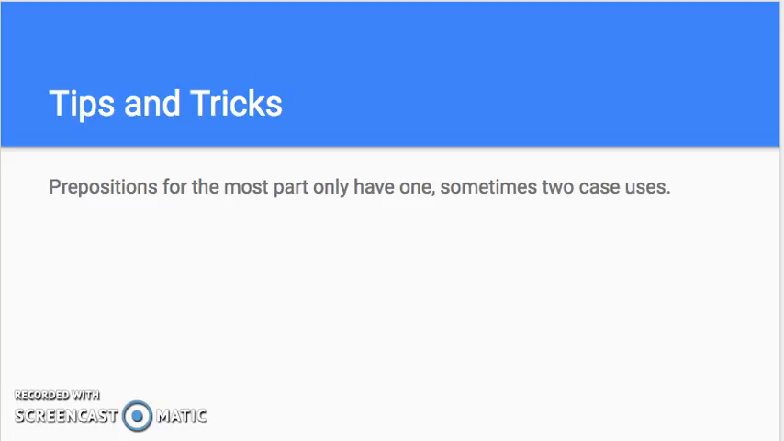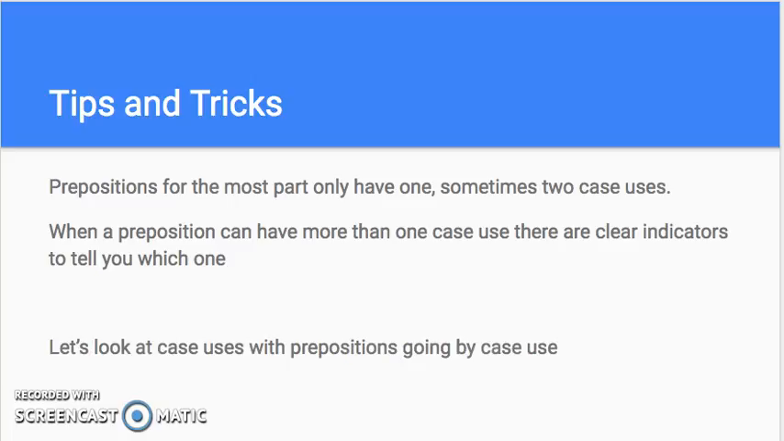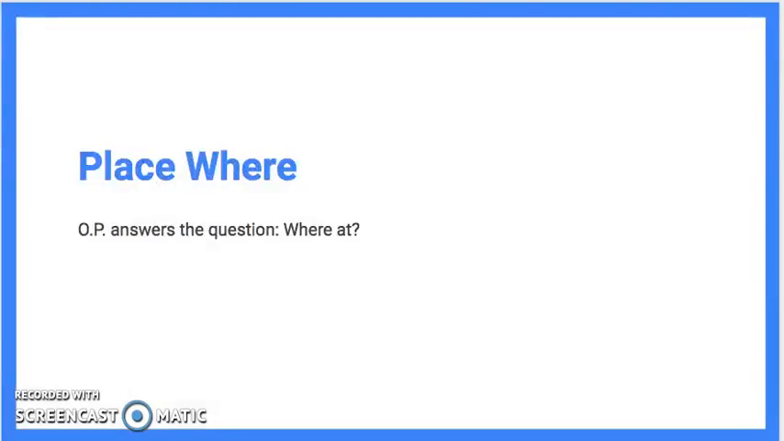First one, prepositions for the most part only have one or sometimes two case uses. That means that you're not just looking at a preposition and picking from 4 or 5 different options. You're only picking from 1 or 2 if you learn the case uses associated with the preposition. Number 2, when a preposition can have more than one case use, there are clear indicators that tell you which one it is. Let's look at prepositions going by case use.